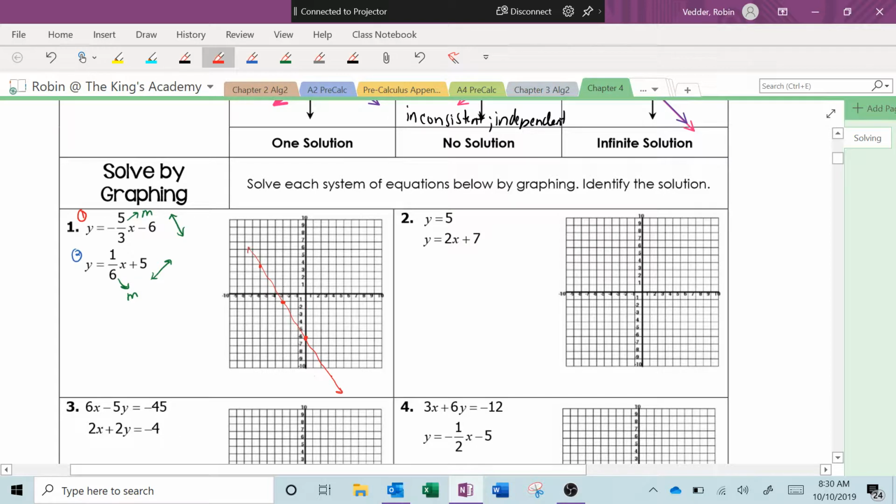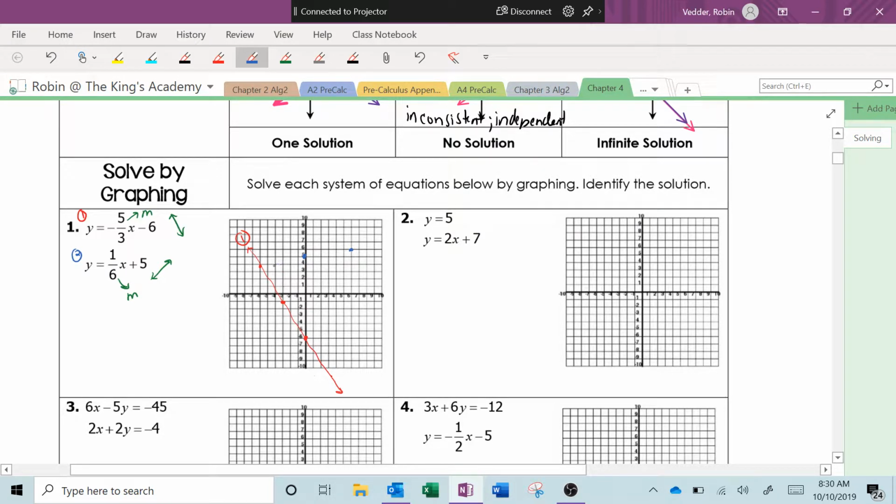And I told you guys yesterday, when you're graphing more than one thing on a graph, you want to label them. So we can label this line 1 since I numbered them up here. Once you've graphed your first line, go ahead and graph the second line. What's the y-intercept of the second line? 5. So let's go up to 5 on the y-axis. This one's increasing, so if we go up 1, we go right 6. Or down 1 and left 6.